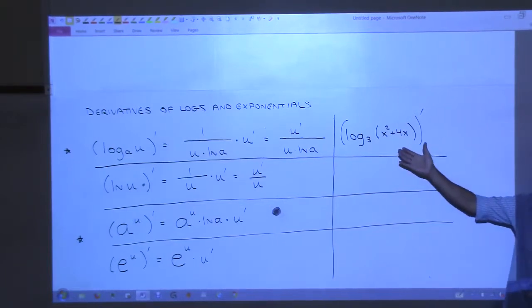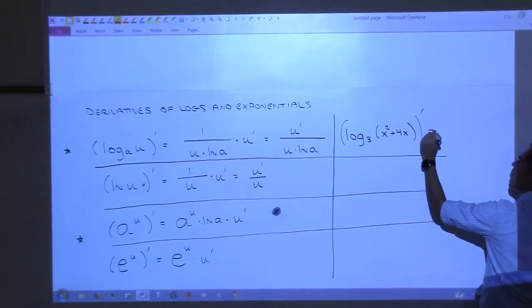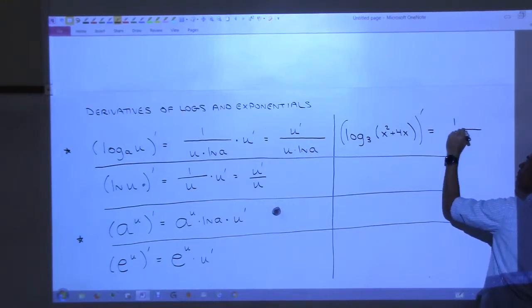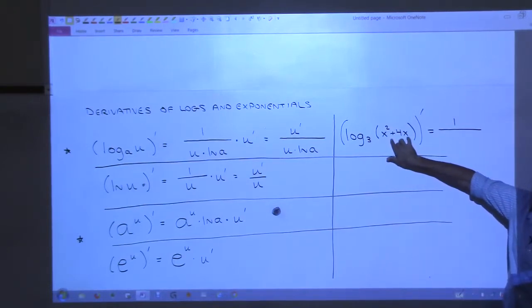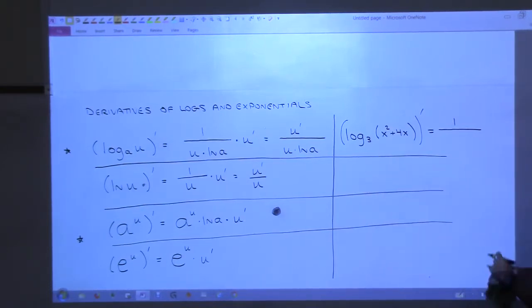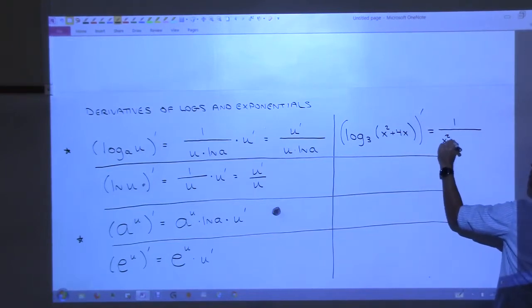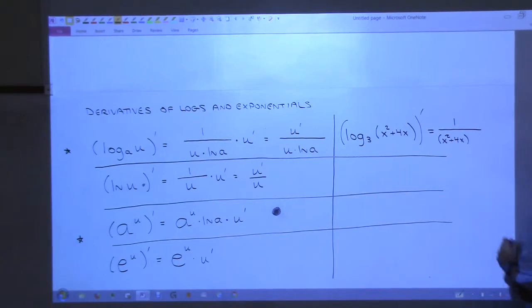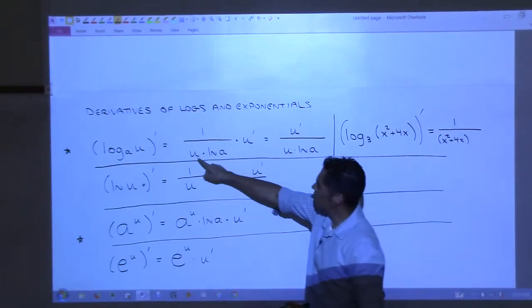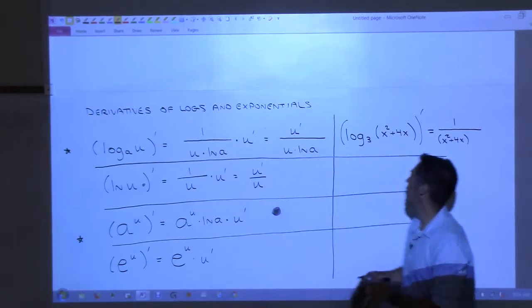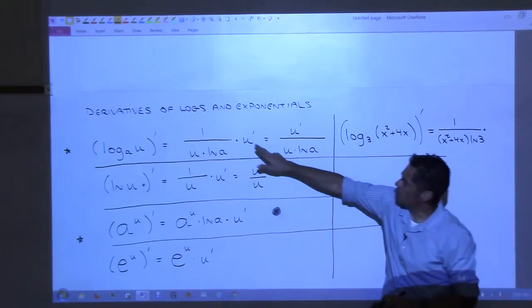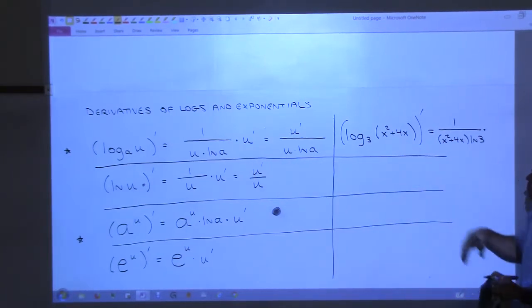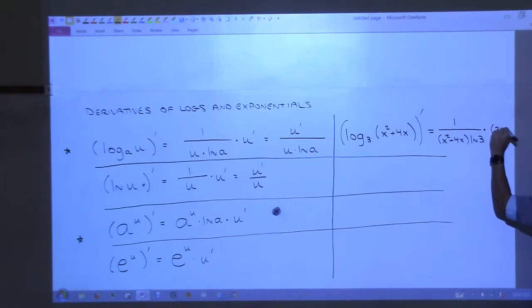Understand this notation? Okay. So according to the formula, this should just be 1 over what? This is the u, right? This part right here is the u in the formula. So it's 1 over x squared plus 4x. I need that in parentheses because it has two terms. That's 1 over u. Then natural log of a, so natural log of 3 down here, then times u prime, the derivative of this, which would be 2x plus 4. Yeah, plus 4.